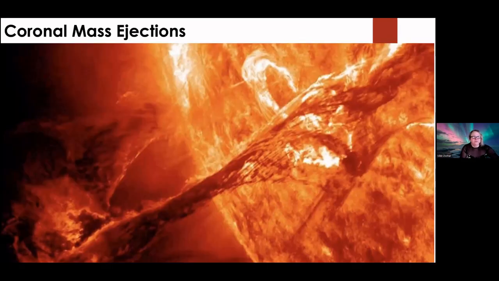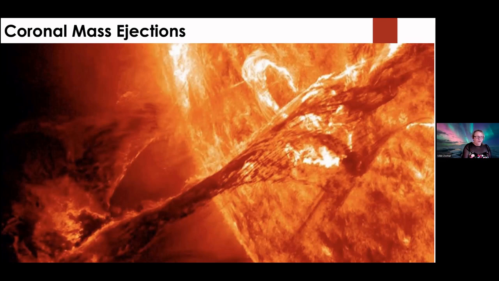And let's go to the coronal mass ejections. Coronal mass ejections are huge explosions of magnetic field and plasma from the sun's corona. When these so-called CMEs occur, they impact the Earth's magnetosphere, causing geomagnetic storms and enhanced auroras.